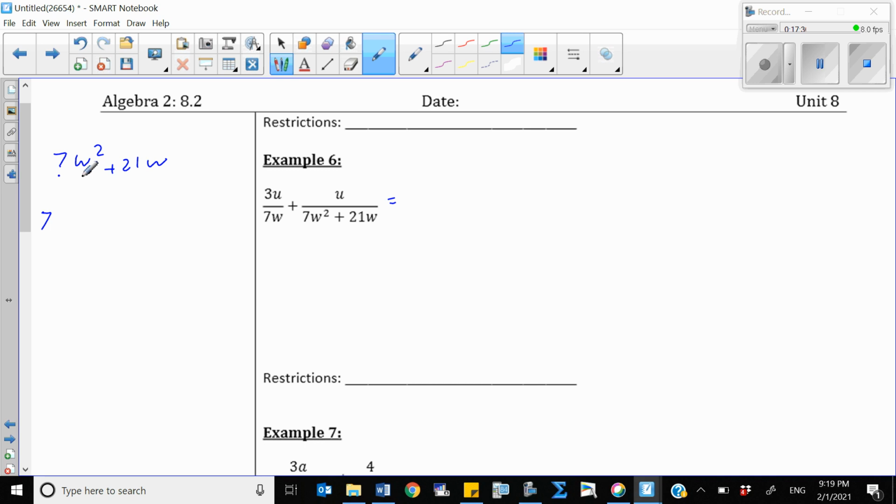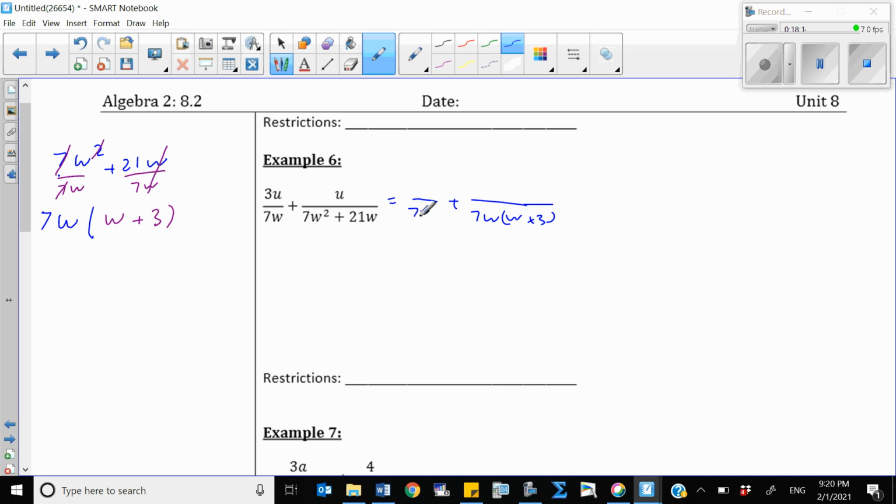Okay, between w squared and w, what is in common between them? w is in common between them. So I'm going to factor 7w from these two. It's like I'm dividing each one by 7w. So 7 divided by 7 is 1. w squared by w is going to be just w. And this one, 21w divided by 7w, these two cancel each other. 21 divided by 7 is 3. So the factored form of the second fraction is 7w times w plus 3.